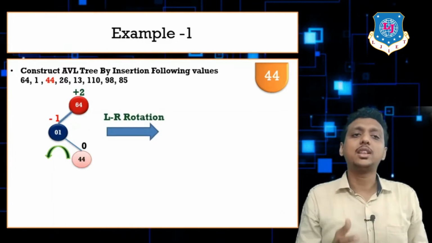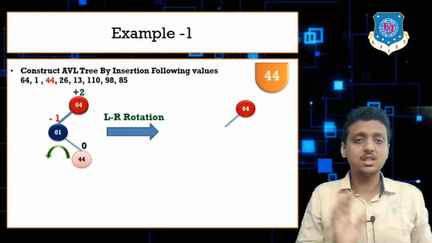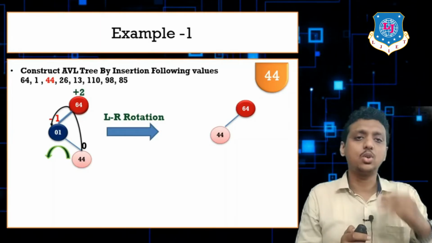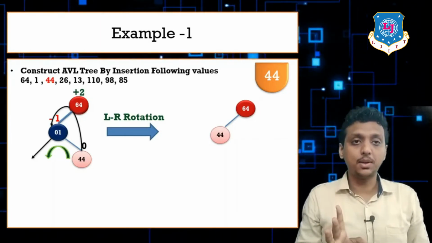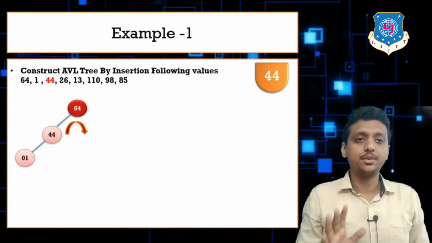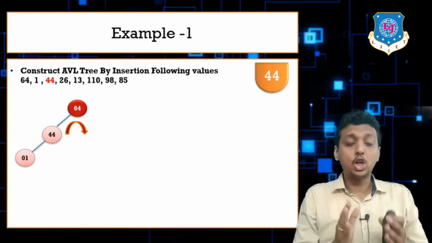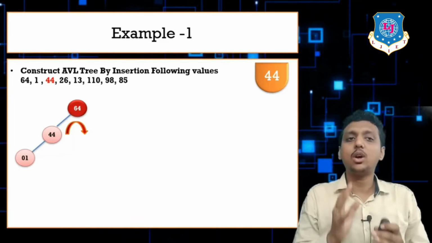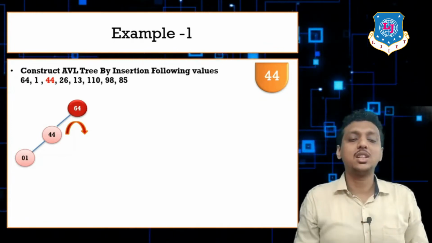First the 44 will take the place of 1, and the 64 stays as it is, and then 44 in the place of 1, and 1 will go down. So this left rotation is completed. This is our new figure. But wait, should I write the balancing factor over here? No, because my LR rotation is still pending. So I need to apply right rotation, and then my LR rotation is completed.